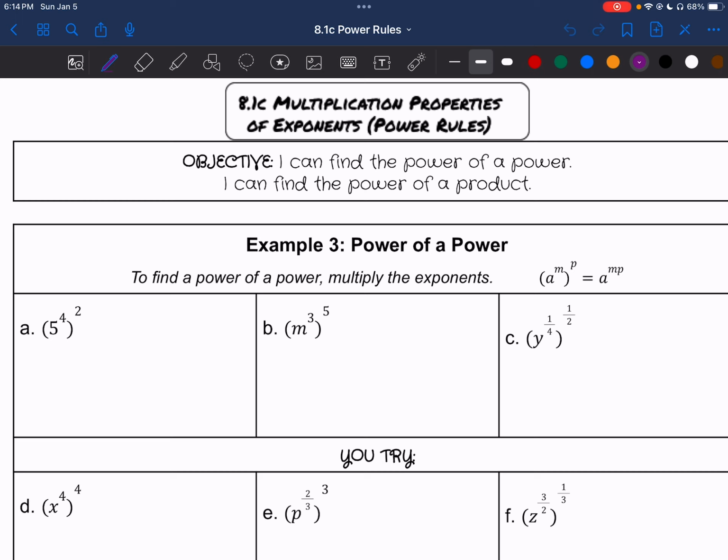To find the power of a power, you are going to multiply the exponents. So our example is a to the mth power to the p power, and we're going to just multiply m times p, because what we're seeing here is this is telling us how many times this entire piece gets multiplied. So let's look at it with our first example here.